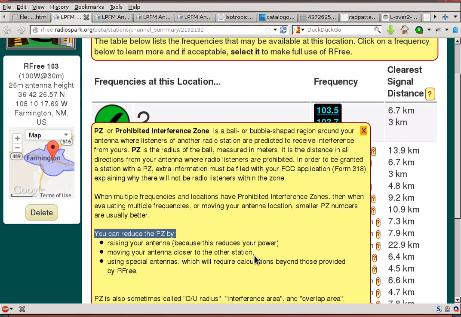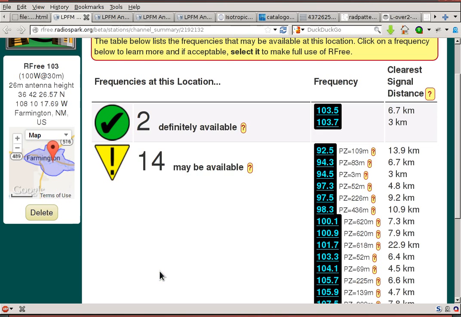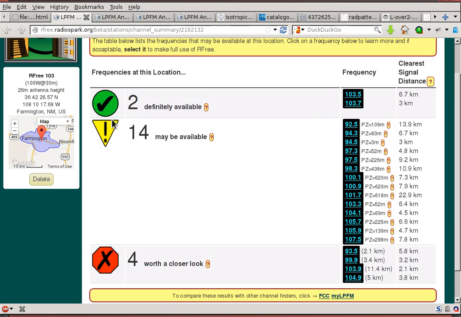You can also move your antenna closer to the other station. Why does that work? Because the strength of that station gets higher. That means that somebody trying to listen to that station, as you get closer to it, is going to have a better chance of hearing that station instead of interference from your station. And then the third method is using special antennas. We're going to talk a little bit about that so that if you end up using an engineer, you'll understand what they're talking about. But we're not going to go into tremendous technical detail there. Now, like I said, we're going to focus on 94.3, which has a prohibited zone of 83 meters.